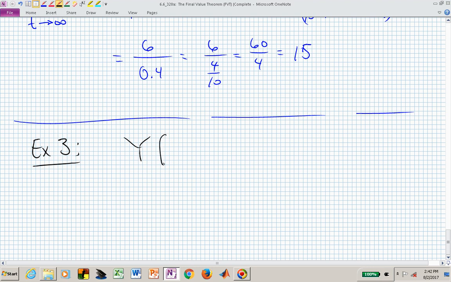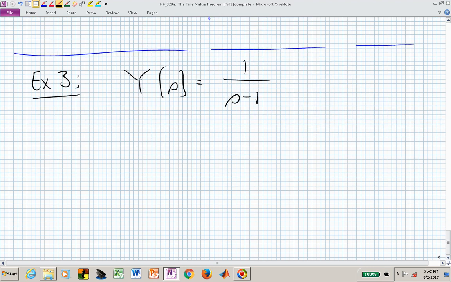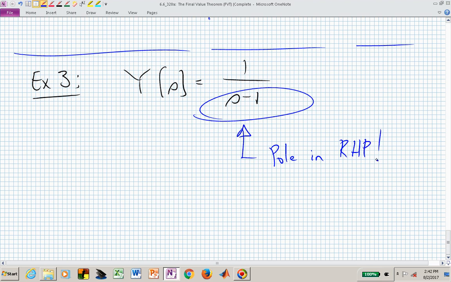Suppose that now somebody says, okay, here's a transform y of s, given by 1 over s minus 1. What's the final value of little y of t? Well, again, first you need to start looking, are all of the conditions of the final value theorem satisfied? Here, where are the poles? Well, in this case, we actually have a pole in the right half plane, not in the left half plane.